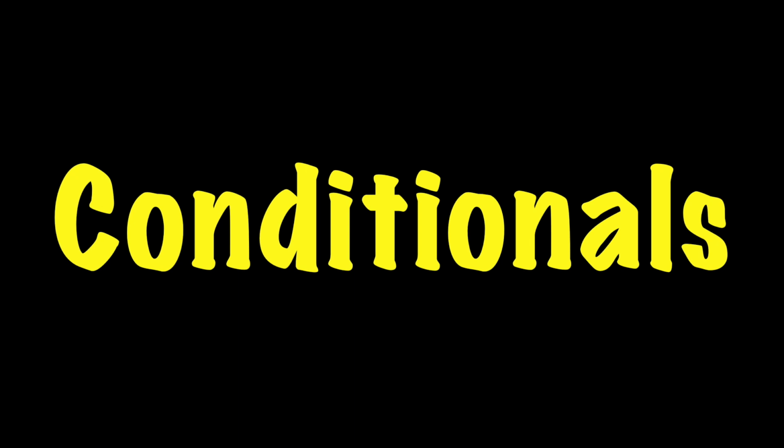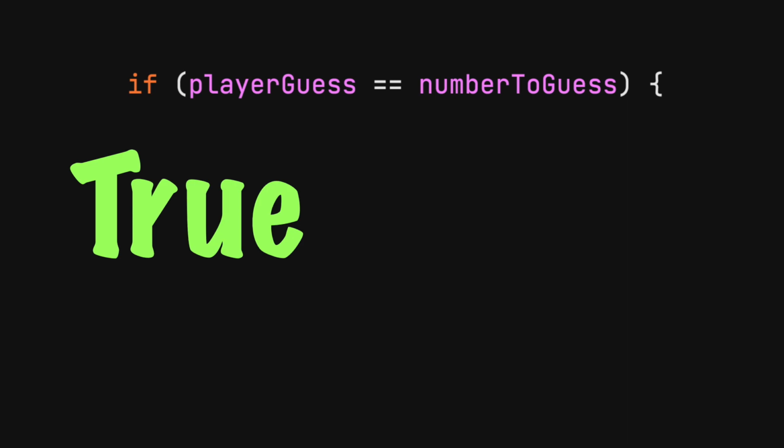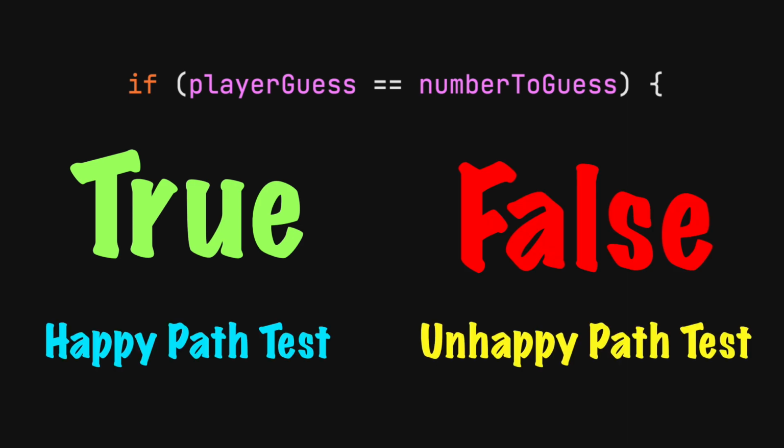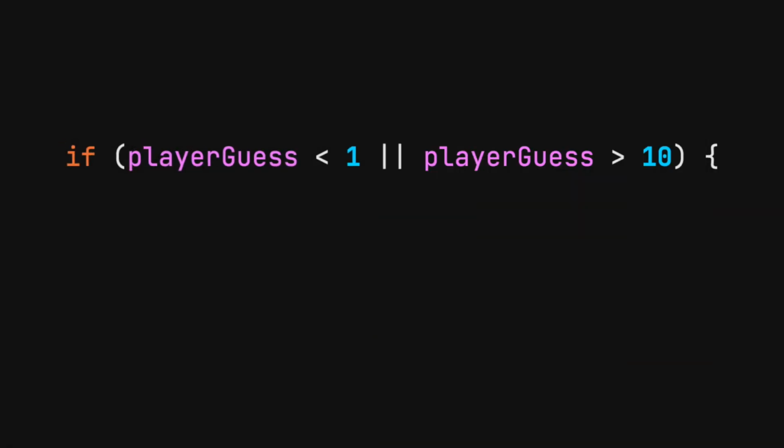Conditionals in the code are the most commonly missed unhappy path tests. An if statement can be true or false. There could be one test for the true condition and another test for the false condition. A more complex if statement could have more than one condition separated by a logical operator.